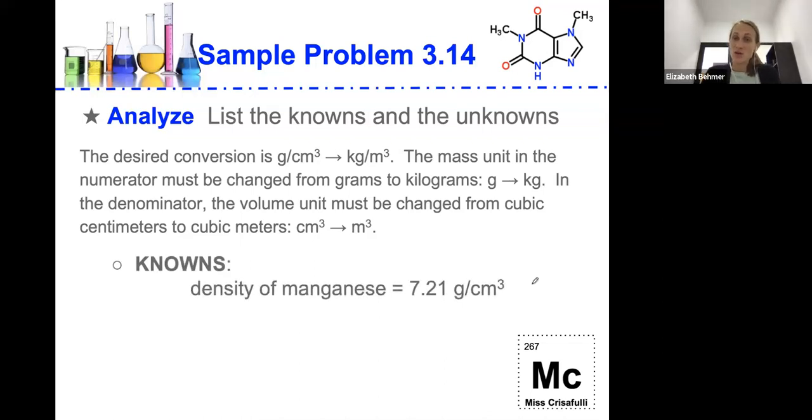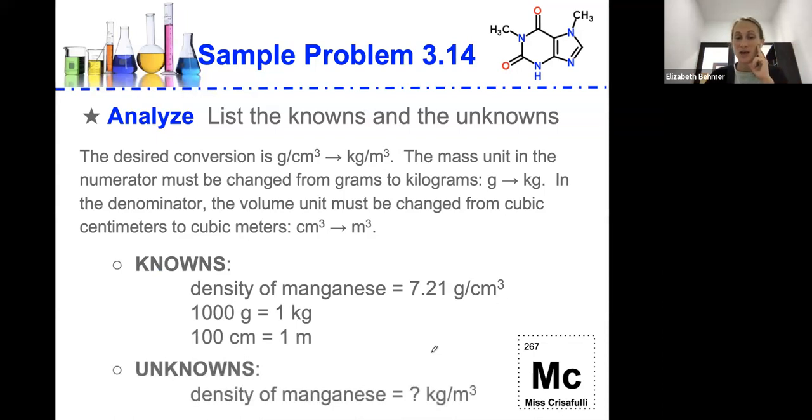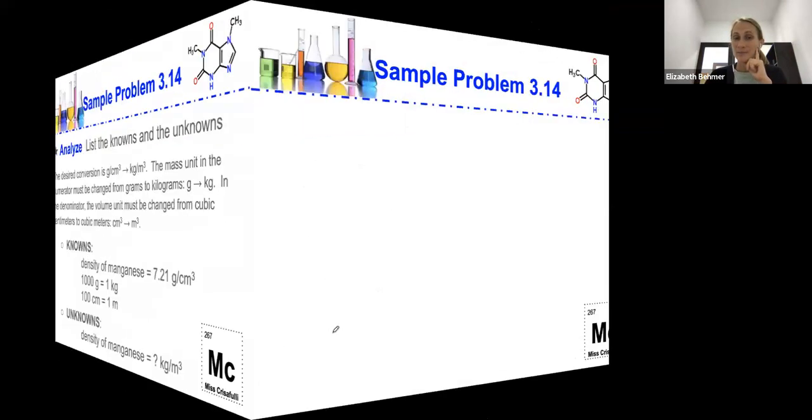Well, let's first list our knowns. We know that the density of manganese is 7.21 grams per centimeter cubed. We know that 1,000 grams is equal to 1 kilogram. That's the conversion in our numerator, grams to kilograms. And we know the conversion rate in our denominator, centimeters to meters, is 100 centimeters is equal to 1 meter. And again, solving for the unknown, we're trying to figure out the density of manganese in kilograms per meters cubed.